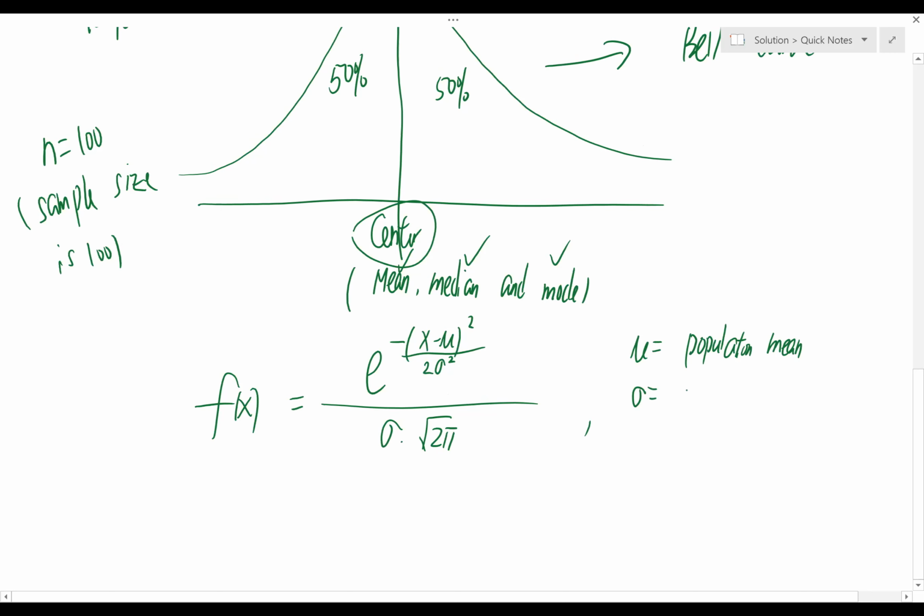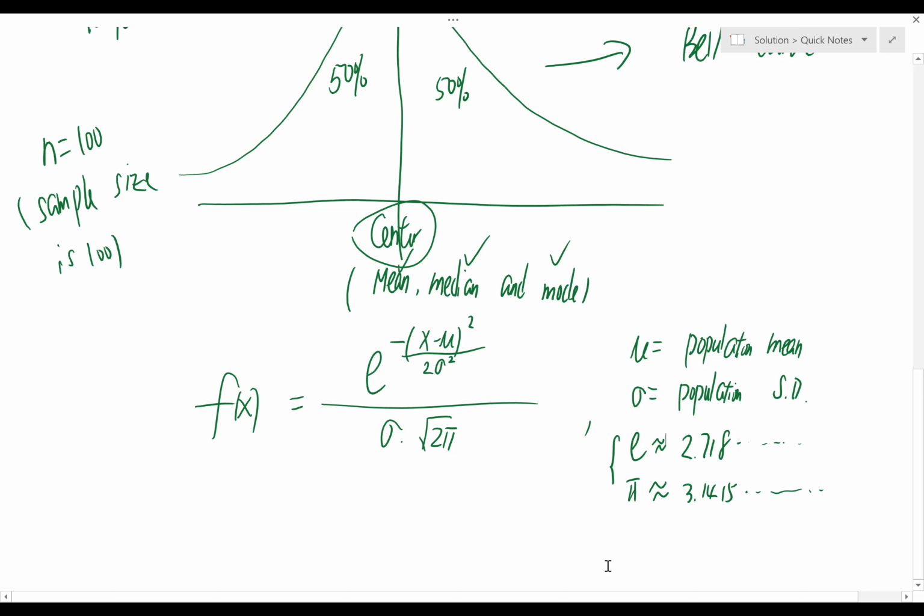Sigma is the population standard deviation. And we also have a couple of important things here. E is Euler's number, the natural number. E is approximately equal to 2.718, and just like pi is approximately equal to 3.14159, it has infinitely many decimal places.